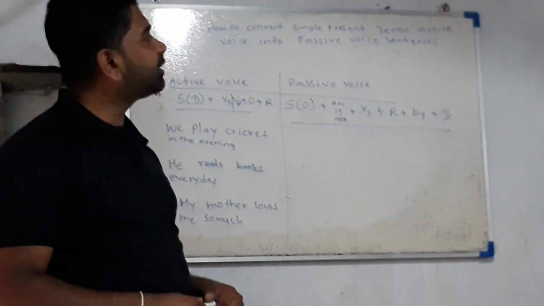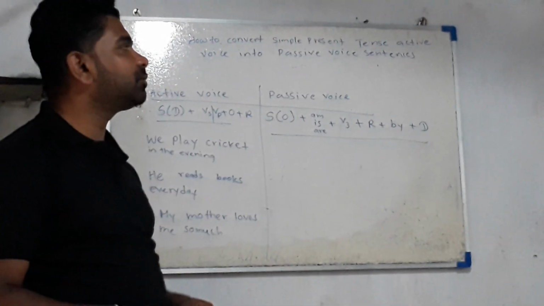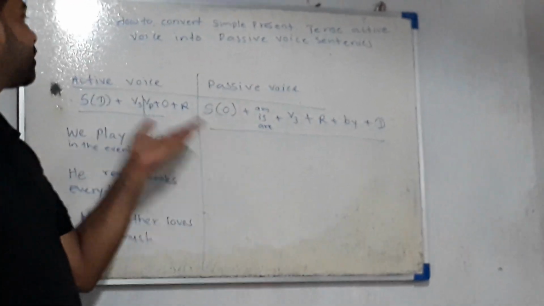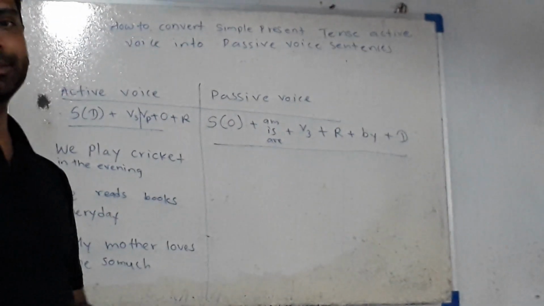Good morning, children. Today my English lesson is how to convert simple present tense active voice sentences into passive voice sentences. So here I have written, dividing the board into two sections. Here I use active voice, here I use passive voice.